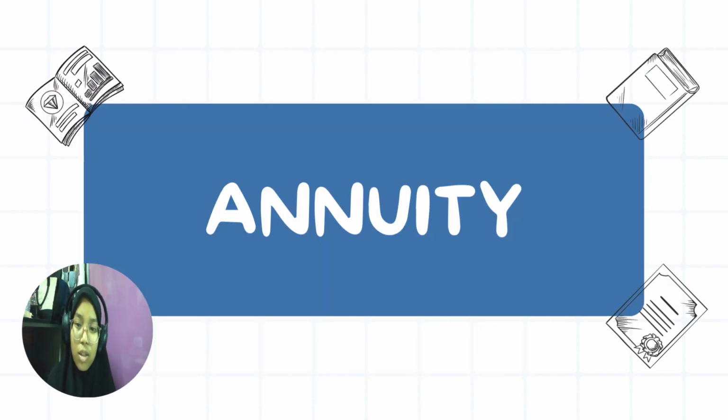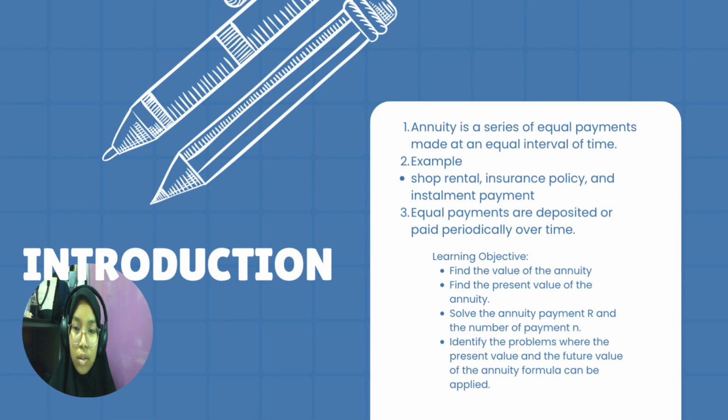Let's continue, guys. So the next topic is annuity, which I will explain. So first of all, I will introduce what an annuity is. An annuity is a series of equal payments made at equal intervals of time. So basically, we use it for rental, insurance policy, installment and also more.